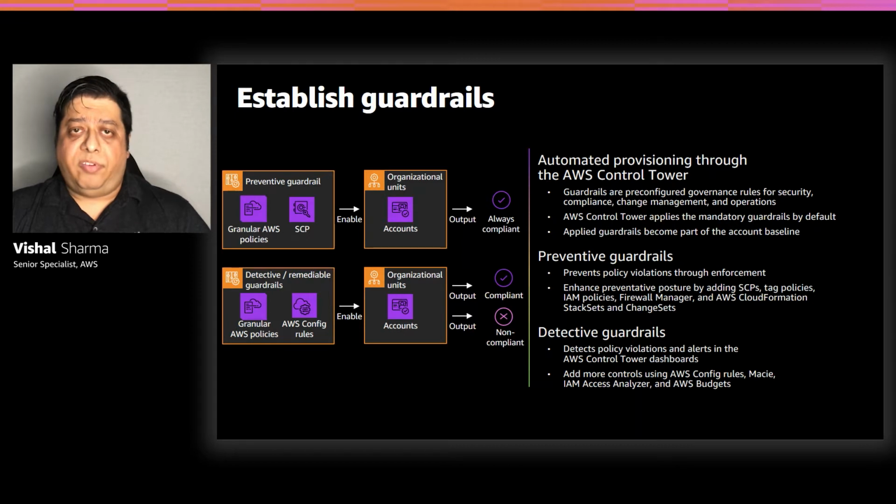There are two kinds of guardrails. Preventive guardrails prevent policy violations through enforcement and are implemented using service control policies. Detective guardrails detect policy violations and provide an alert. These guardrails are implemented using config rules. Now, guardrails are applied at the organization unit level, and applied guardrails become part of an account baseline. You can enhance and extend your governance posture provided by these guardrails by adding more service control policies, config rules, IAM policies, and/or tag policies.